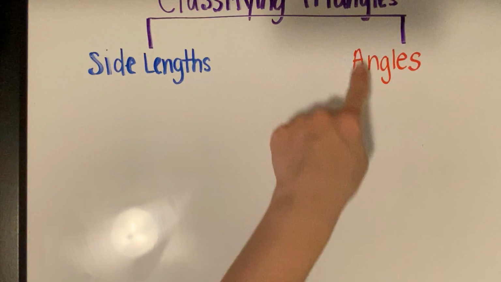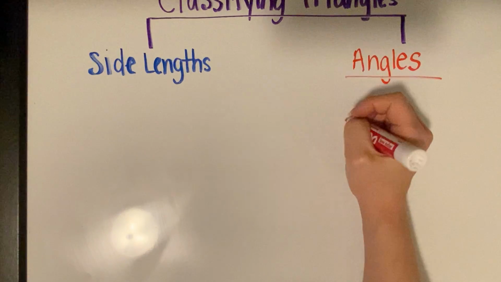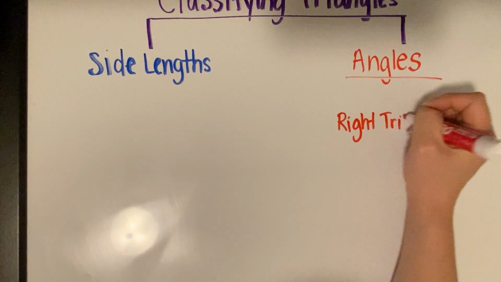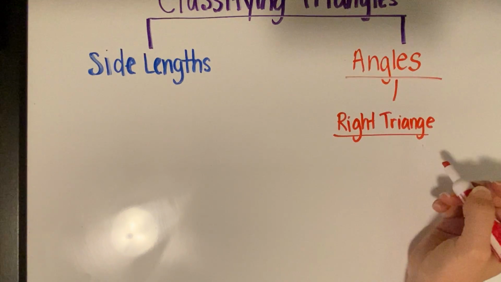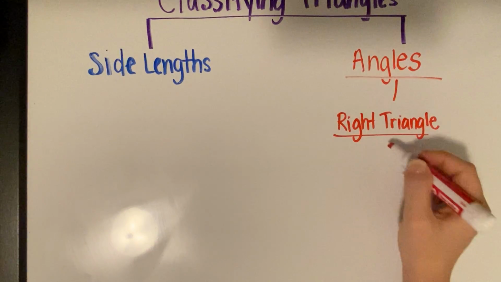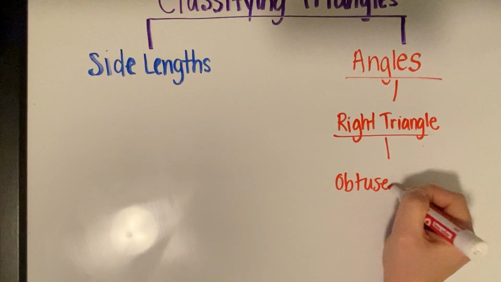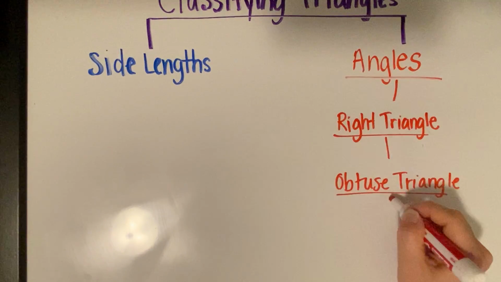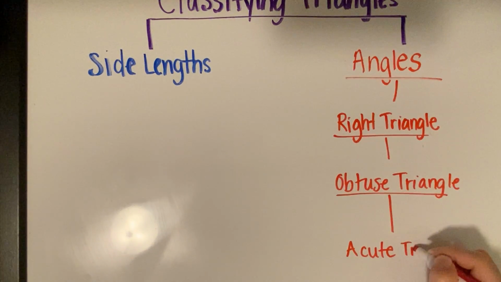So when we name triangles by their angles, we know there are three different types of angles. So we can name a triangle and have it be a right triangle. I'm just gonna write these down here. We can have a right triangle. It can also be an obtuse triangle. And it can also be an acute triangle.